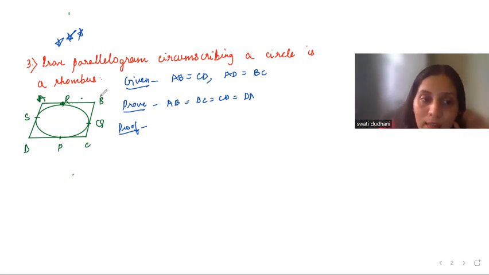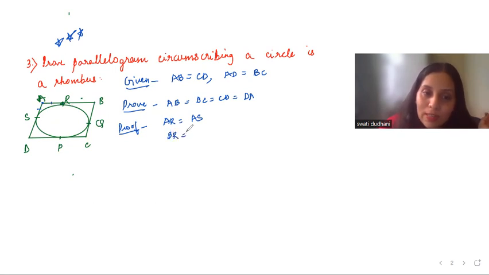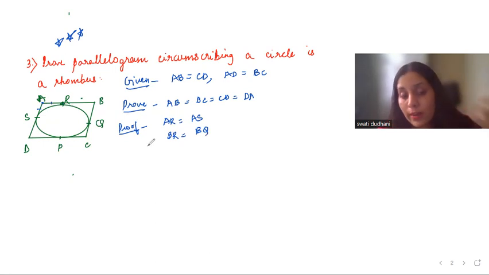So firstly, we can write AR is equal to AS. Starting from this point, this is an external point. So these are the two tangents that are touching. Tangents drawn from an external point are equal in length. Now AR is associated with RB, so I'm going to write BR is equal to BQ. Your order of writing is very, very important here.